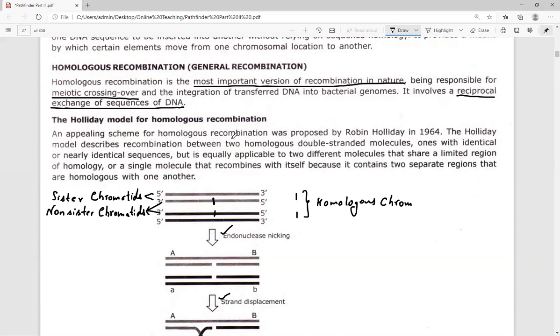An appealing scheme for homologous recombination was proposed by Robin Holliday. Robin Holliday was the one who gave a model which is referred to as the Robin Holliday model, also referred to as the Holliday model. The Holliday model describes recombination between two homologous double-stranded DNA molecules, with identical or nearly identical sequence, but is equally applicable for two DNA molecules that share a limited region of homology, or a single molecule that recombines within itself because it contains two separate regions that are homologous with regard to each other.